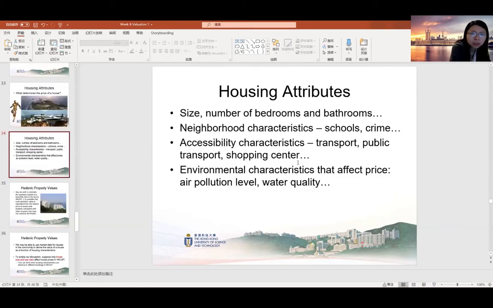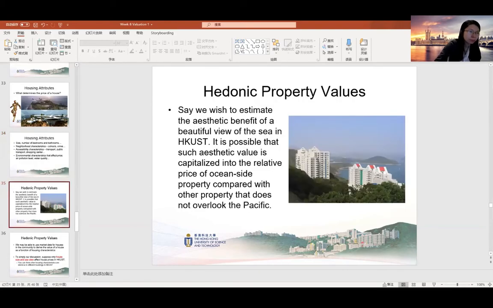So the task for us is how do we isolate the part of housing price attributable to environmental quality, conditional on all the other factors that would affect housing price. The hedonic approach relies pretty much on trying to control for all the other factors, holding all the other factors constant and isolating the variation, so that the variation in housing price is driven only by the explanatory variable of interest.